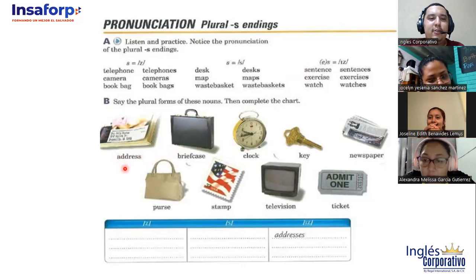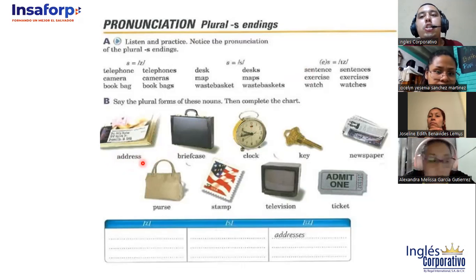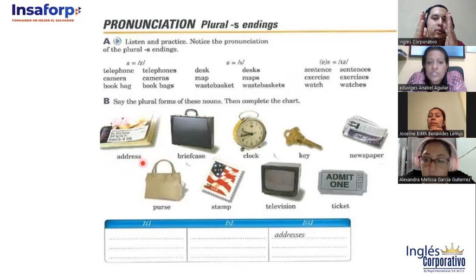Okay, guys, let's continue right here. Address, in order to make it plural, we're going to say addresses. You can better use a longer sound, addresses, in order to make it plural, because it is better pronounced in that way, making the sound a little bit longer.